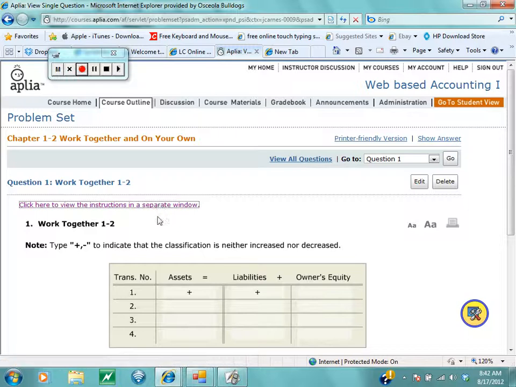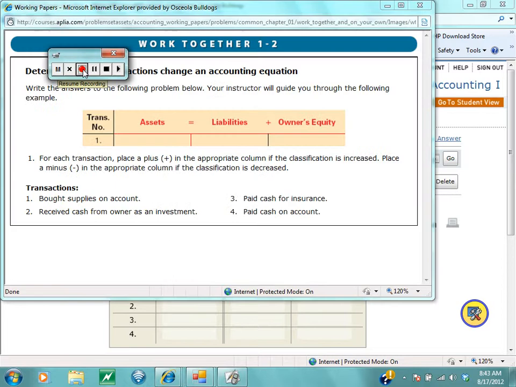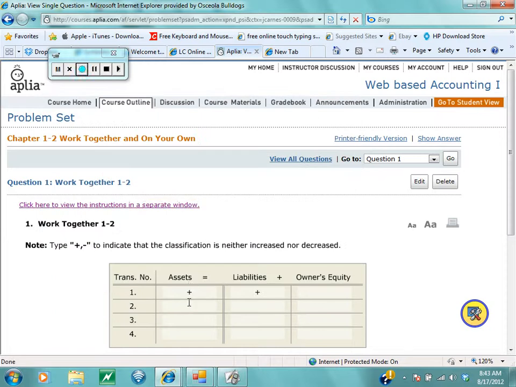Now, number 2. I told you technology is wonderful. Let me grab a book. Okay, I was able to pop the window up. Hopefully it's working correctly. Number 2 is received cash from owner as an investment. So what do you think increased? We have 2 accounts that increased. Was it assets, liability, or owner's equity? Hopefully you know that cash is an asset account. So we're going to put a plus sign here. And our owner's equity increased.